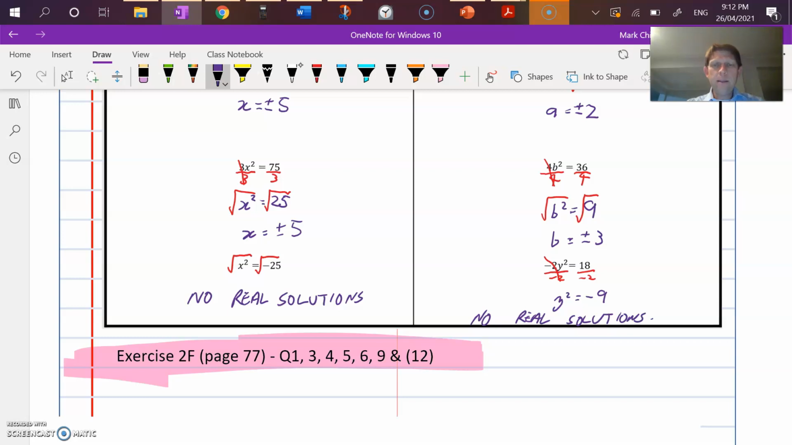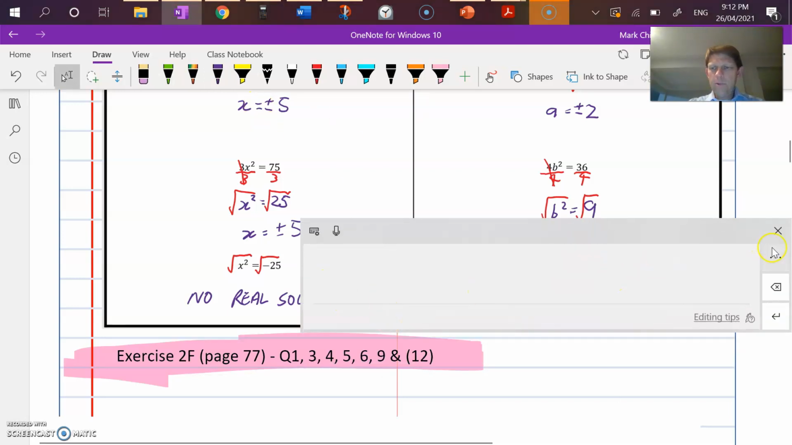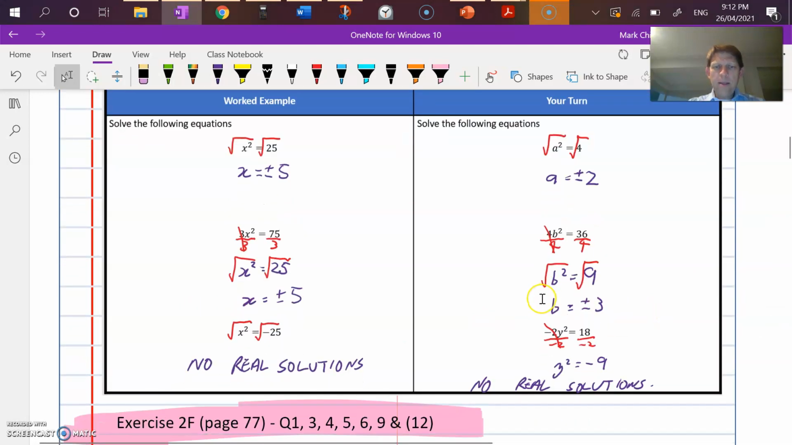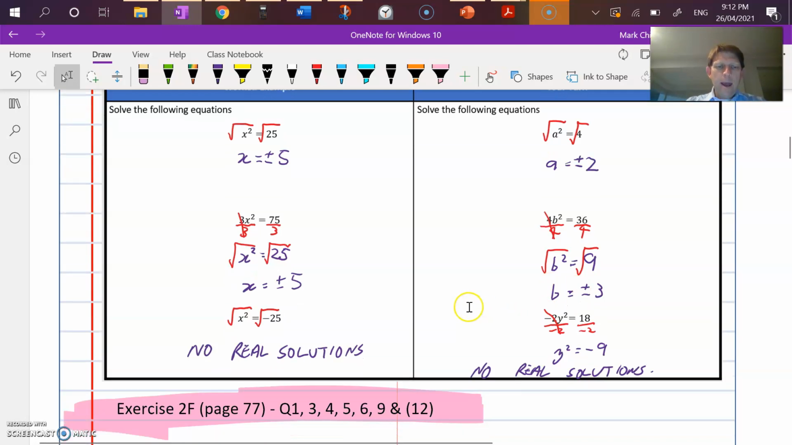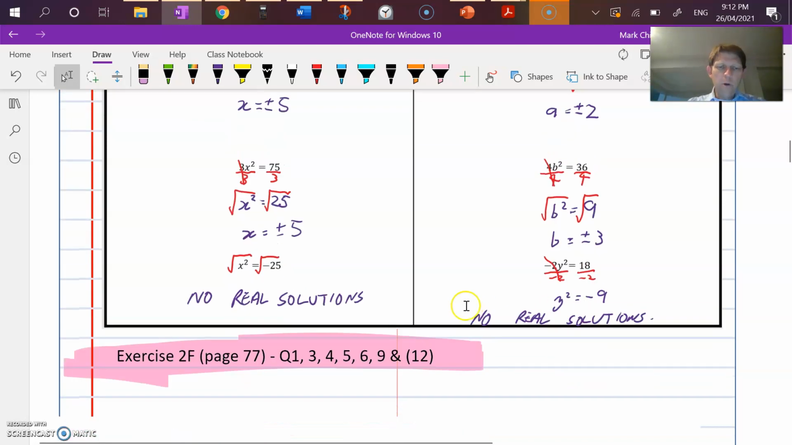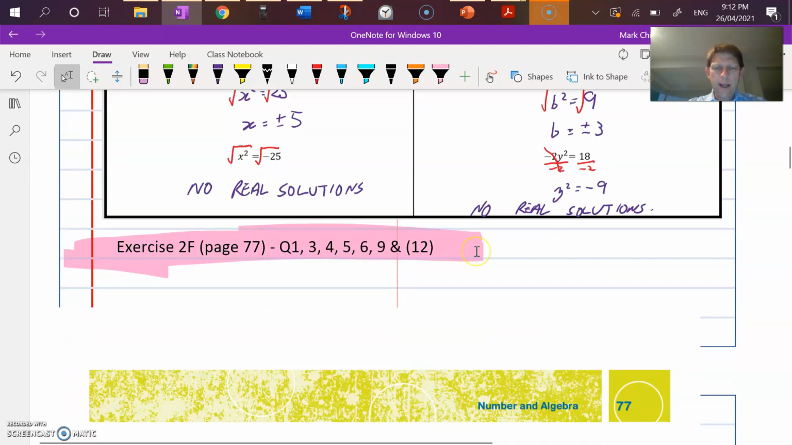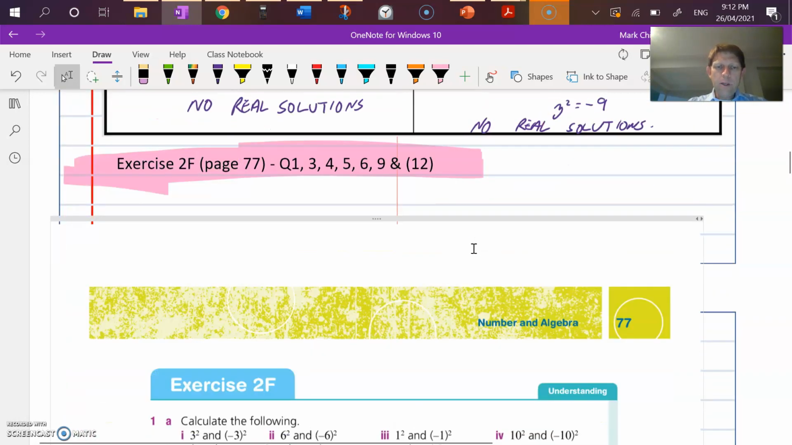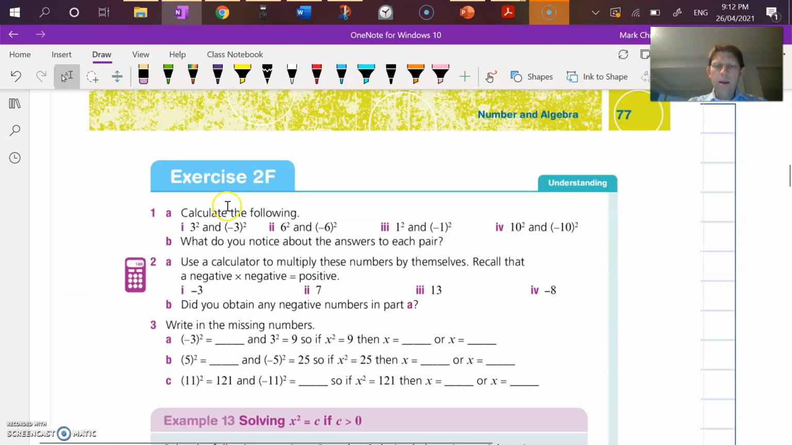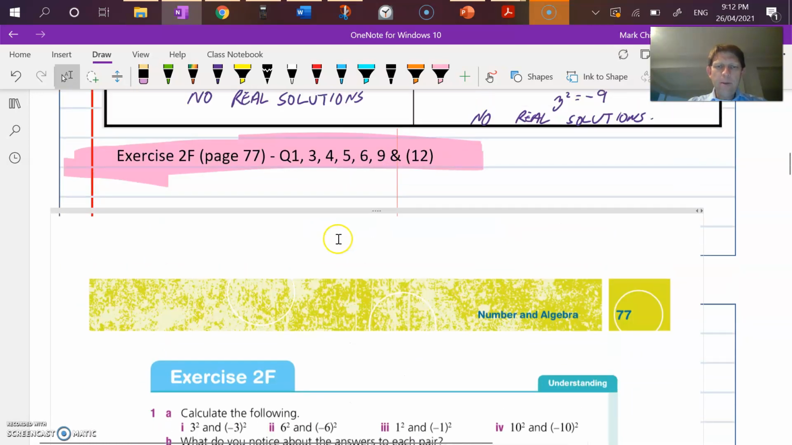Okay, so what I expect is everybody to have that little section here filled out. This little handout here, I want you to all have it filled out just like it is here on the screen. Okay, and then you to go on to your work there in exercise 2F on page 77. So there's the questions there I'd like you to have a go at. 1 and 3 should be done pretty quickly. Okay, the main thing I want you to be focusing on is 4, 5, 6.